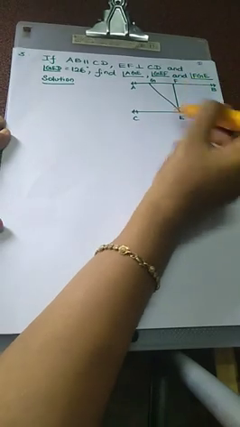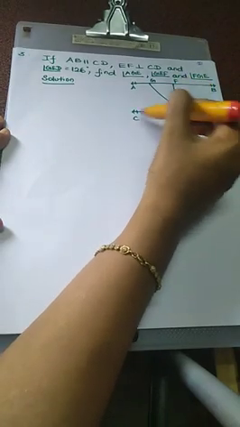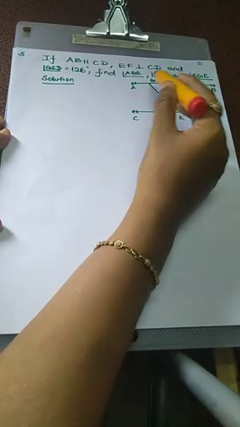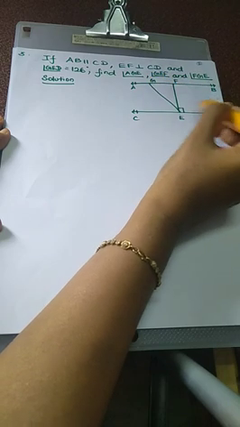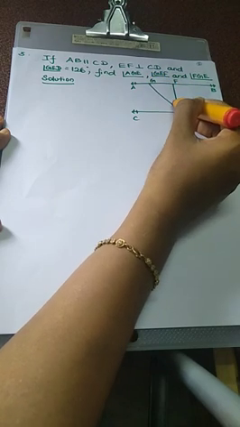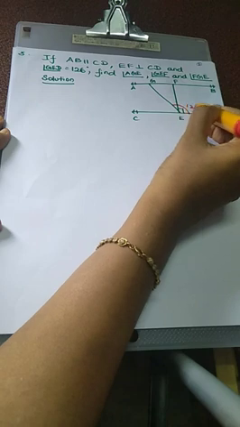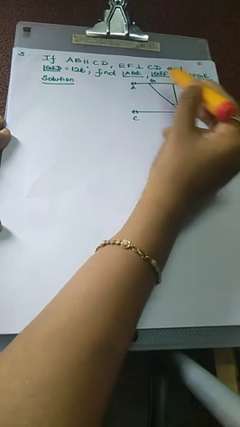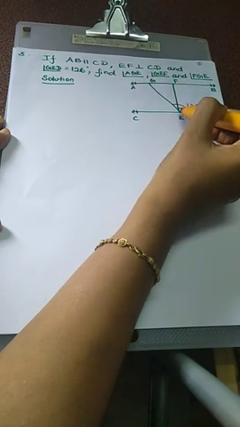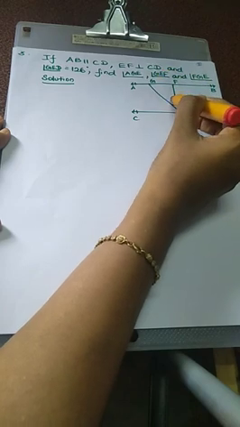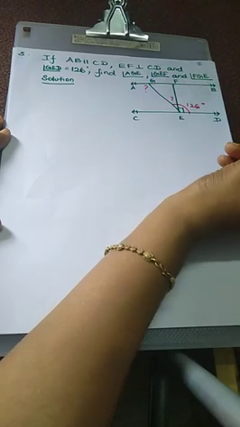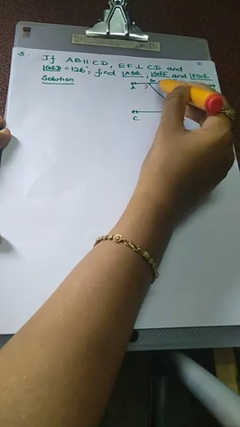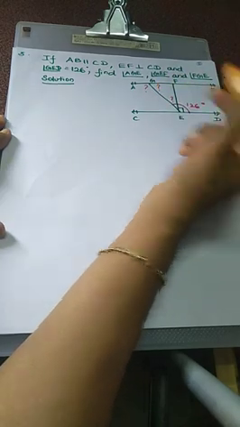Next problem. If AB is parallel to CD, EF is perpendicular to CD, and GED value is actually 126 degree. This is given. Find AGE. This value first we have to calculate. GEF, this value also we have to calculate. And the next one is FGE. These three angles we have to calculate.